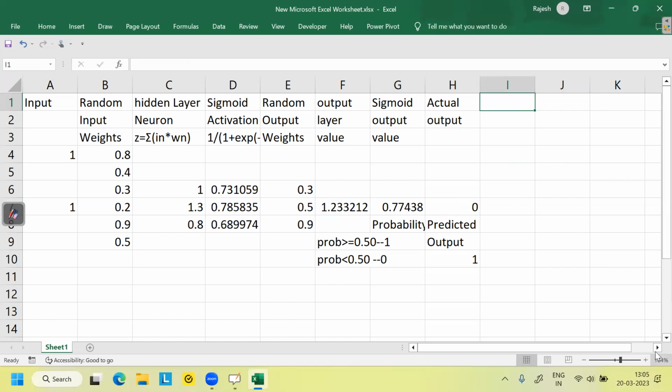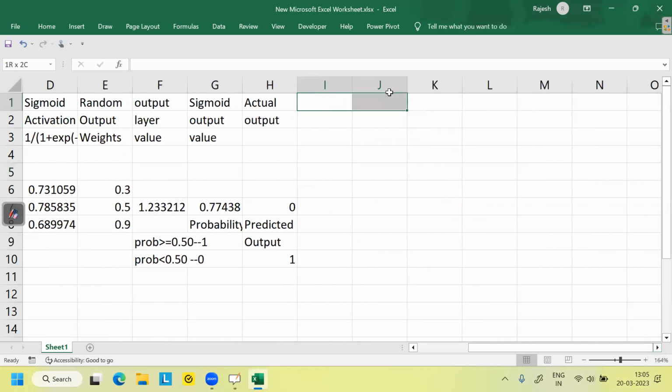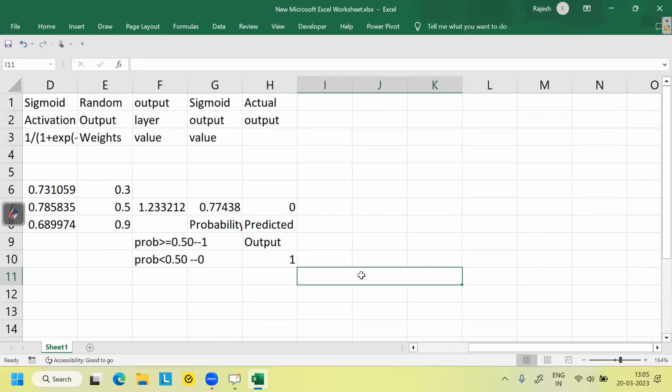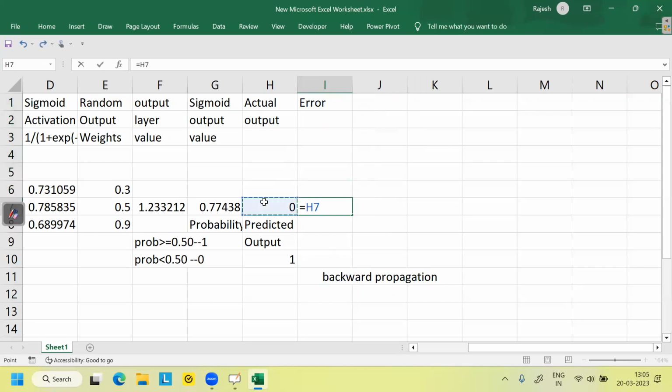So from this step onwards, backward propagation will start. The first step in backward propagation is error, which is equal to 0 minus 0.77438.